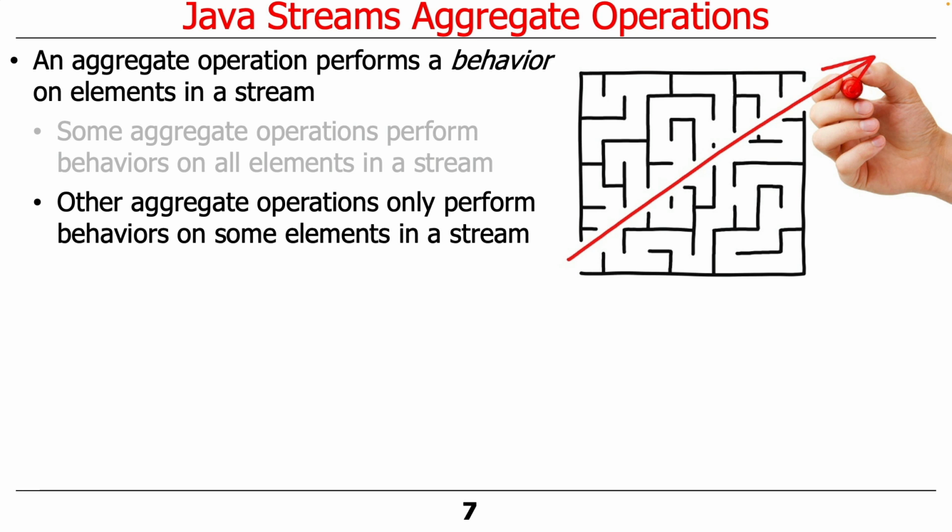Other aggregate operations only perform behaviors on some elements in the stream. In other words, they short circuit. An example of that would be operations like limit, which only takes a certain number of elements, or takeWhile or dropWhile. And we'll talk about all these other methods. You don't have to know what they are at this point. Just be aware that some things are short-circuiting, some things run until all the stream elements are processed in one way or another.